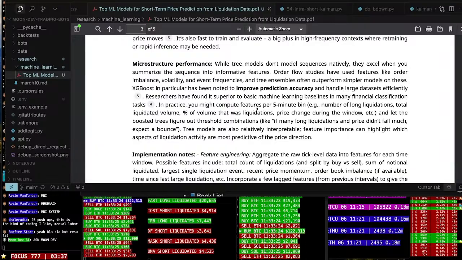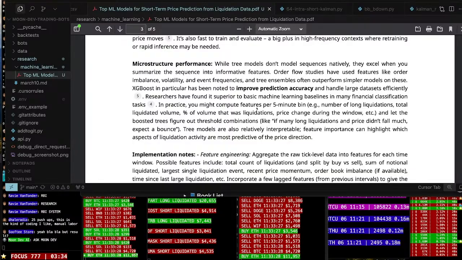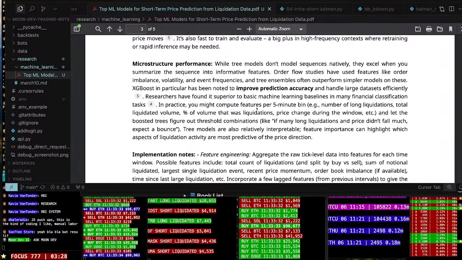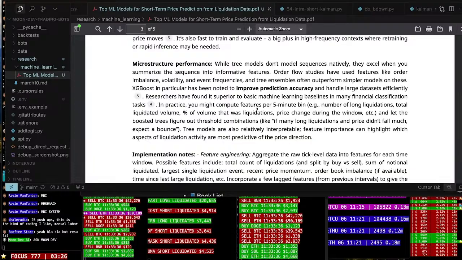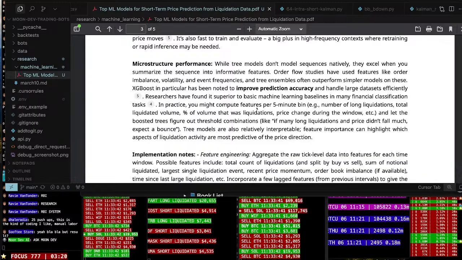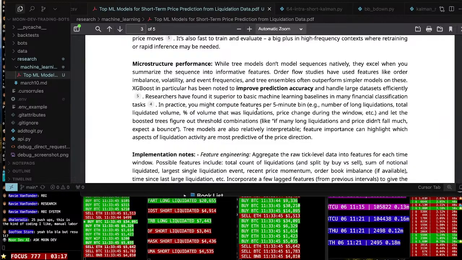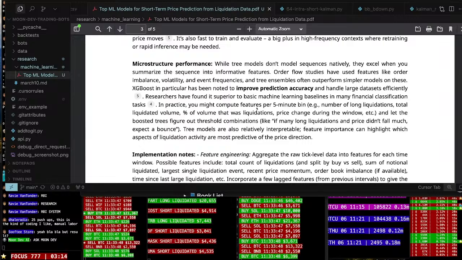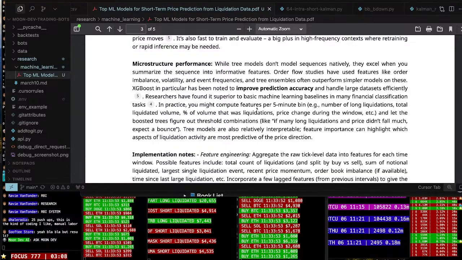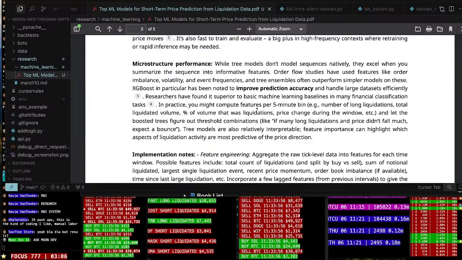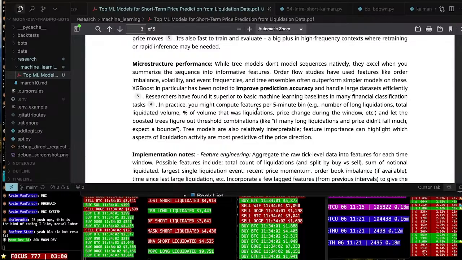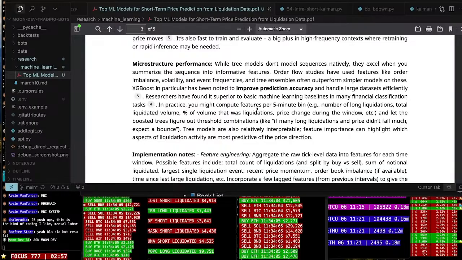In practice, you might compute features per 5-minute bin, e.g., number of long liquidations, total liquidated volume, percentage of volume that was liquidated, price changes during the window, etc. And let the boosted trees figure out threshold combinations. Like, if long liquidations spiked and price didn't fall much, expect a bounce. It's interesting. Tree models are also relatively interpretable. Feature importance can highlight which aspects of liquidation activity are most predictive of the price direction.